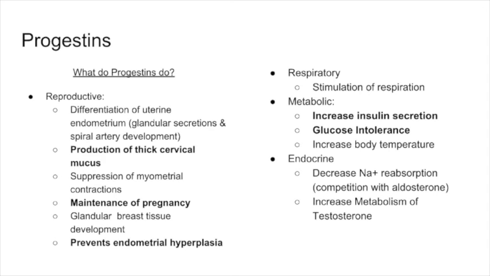Metabolic, it increases insulin secretion, but it also causes glucose intolerance. Now, the thought there is that you need more glucose to get to the fetus, so you actually have progesterone that's secreted that causes a glucose intolerance, leading to the glucose sticking around so that it will get to the fetus. But now that we eat the way we do, and with some of our metabolic syndrome, you can actually have more gestational diabetes, and it can also increase body temperature. Endocrine-wise, it can decrease sodium reabsorption in competition with aldosterone, and will increase metabolism of testosterone.